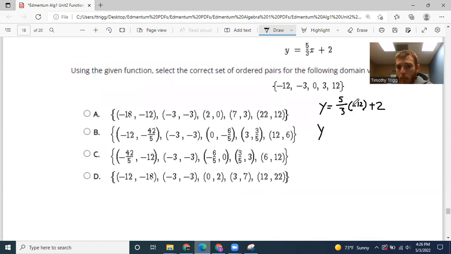How do we multiply a whole number times a fraction? It's pretty easy. You just multiply times the top, then divide by the bottom. So -12 times 5 is -60, and then divided by 3 gives us -20. We have a +2, so that gives us -18. So for the input of -12, we get an output of -18. The X value is -12, the resulting Y value is -18. Then plug in -3, plug in 0, plug in 3, plug in 12, and 5 in the corresponding outputs, then figure out which of these sets of points is correct.